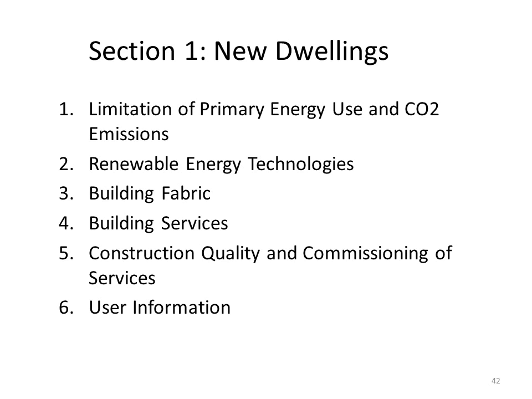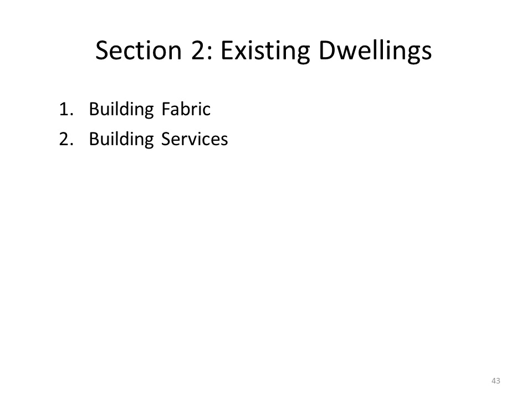Section 1, new dwellings. This covers limitation of primary energy use and CO2 emissions, renewable energy technologies, building fabric, building services, construction quality and commissioning of services, and user information as well. Section 2 covers existing dwellings, and we have building fabric and building services.